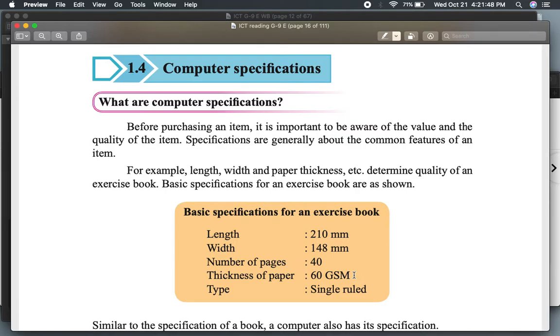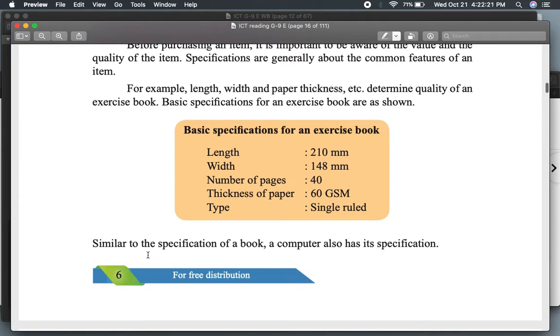On a side note, when you take a piece, say a half sheet or a cardboard, the thickness of that paper is measured with something called GSM. So the thickness of the paper in this exercise book is measured at 60 GSM, and the type of book is a single ruled book. Similar to the specifications of a book, a computer also has its own specifications.